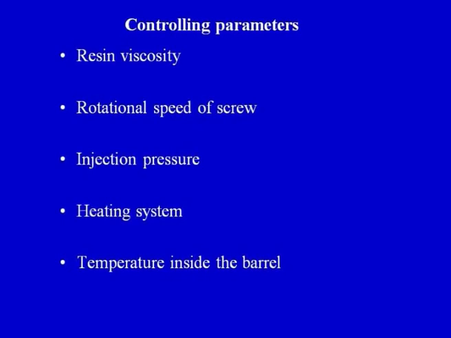Now, what are the important controlling parameters? The important controlling parameters are the resin viscosity, which we have already discussed, and the rotational speed of the screw, because that is also important. If it is too fast, the polymer may not have melted, it may jam the screw also. If it is too slow, we may not be able to generate the adequate pressure to push the fibers and the polymer into the mold. So, the rotational speed of the screw is also very important.